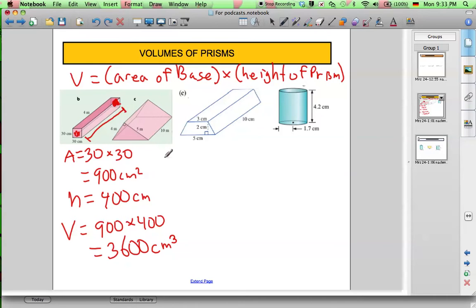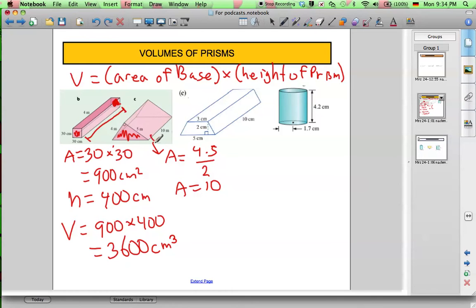For the second one here, the bases are triangles, the right triangles. Okay, because that's a right angle, we know that one is the height and one is the base. The height and the base of a triangle are always perpendicular to each other. So we can use these two numbers as the height and the base of the triangle. The area of a triangle is base times height divided by 2. So that equals 2 times 5 is 10. So the area of the base there is 10.